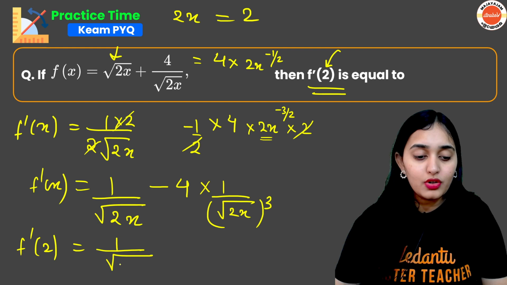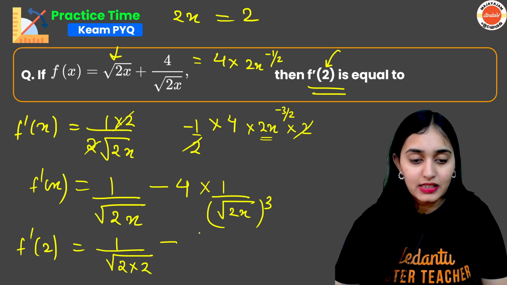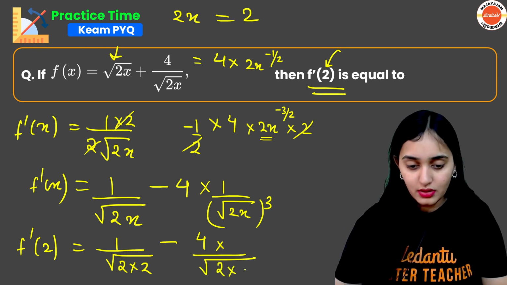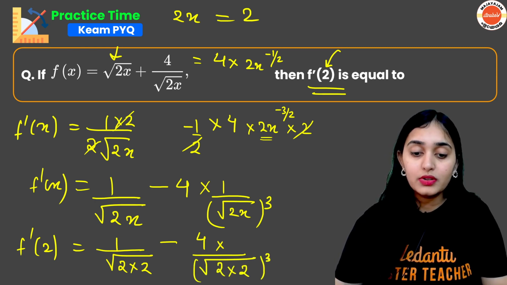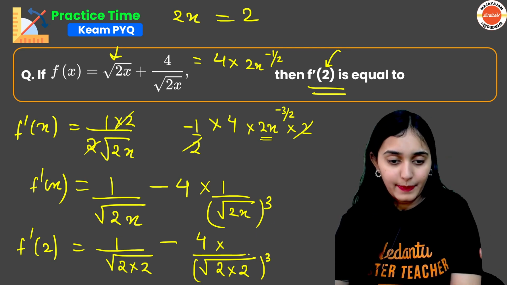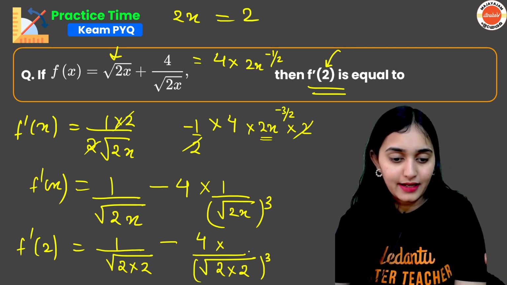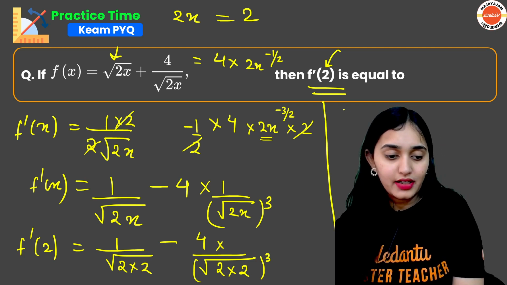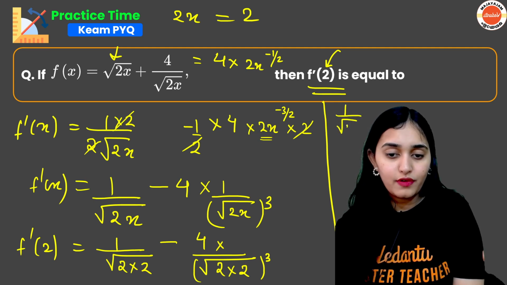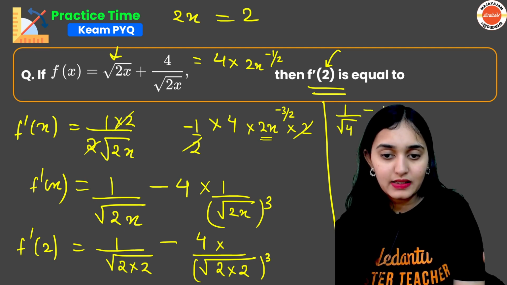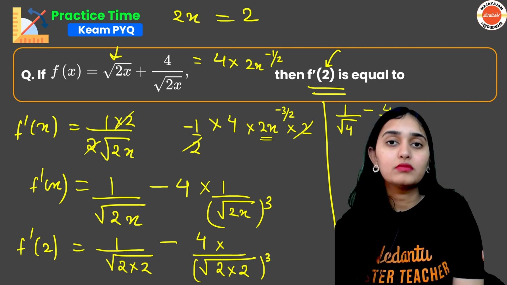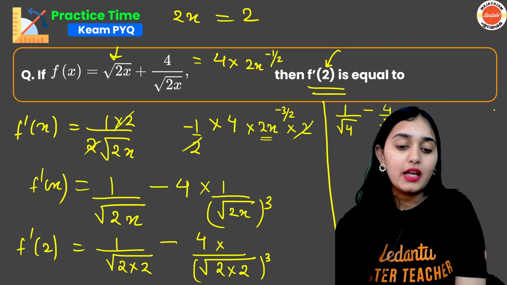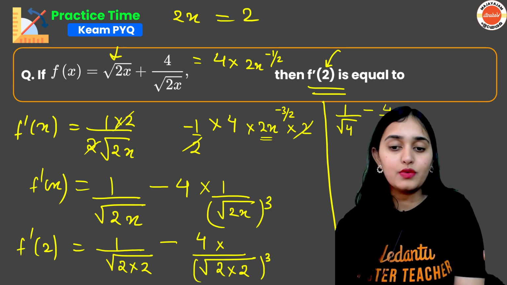So 1 upon root over 2 into 2 minus 4 upon root over (2 into 2) whole cube. So we have here, yeah, we don't have space. So we have here 1 upon root 4 minus 4 upon root, 2 2s are 4, 4 root is 2, and then 2 2s are 4, 4 2s are 8.